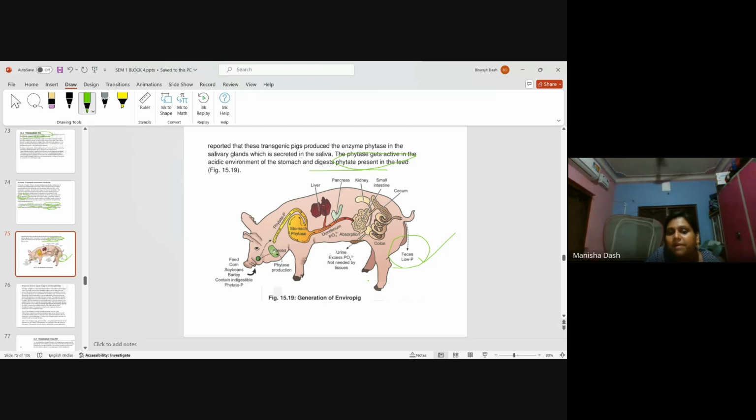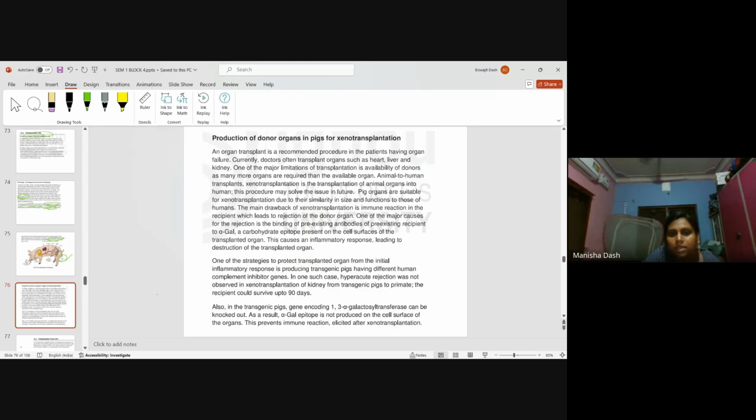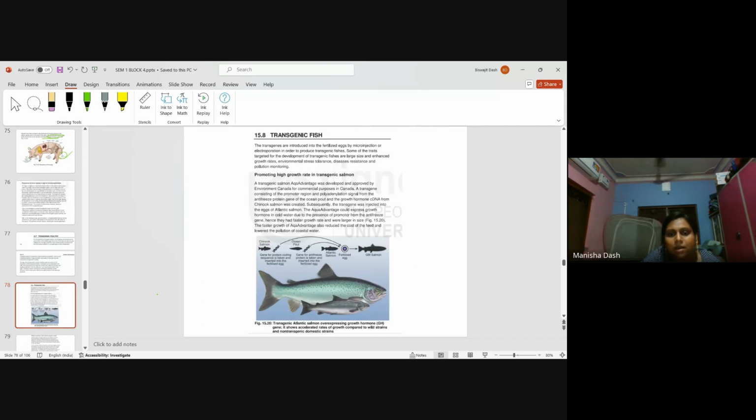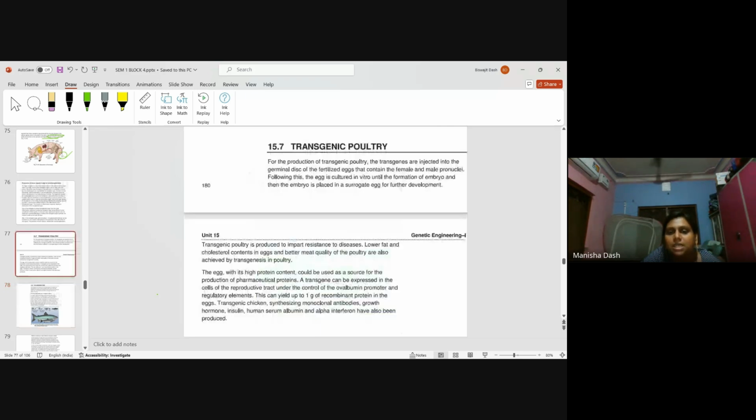So in order to prevent that, the pig has been designed, or the transgene has been introduced, so that the pig will have a low amount of phosphate. Then similarly, you can also harbor different types of organs in the pig, like liver and heart. They can be grown inside the pig, and they can be transplanted into humans at a later stage. So these are the implementations of transgenic animals.